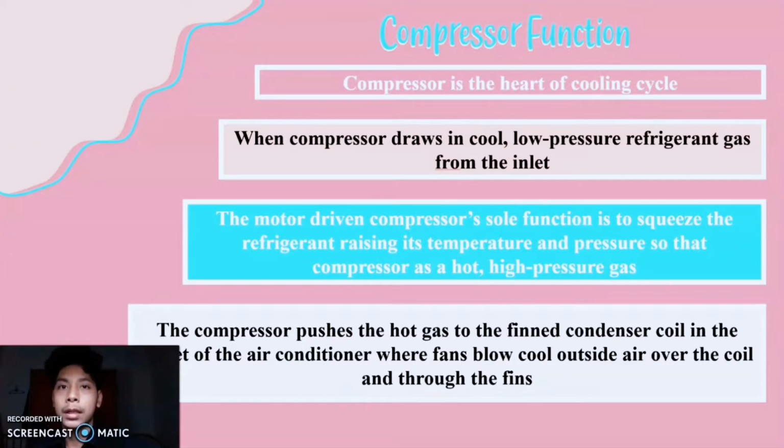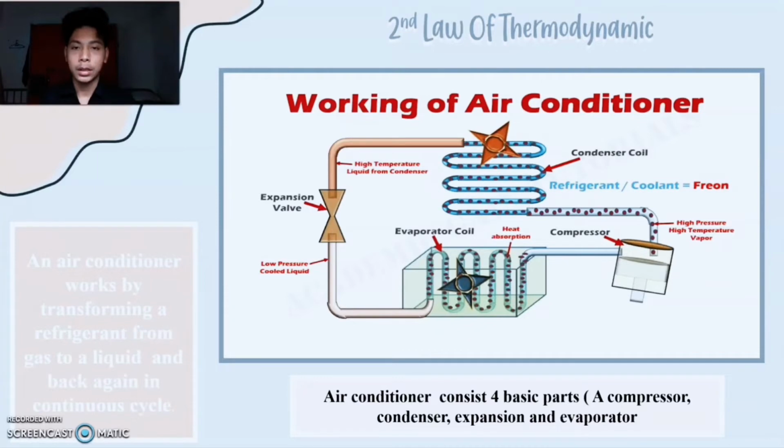In the first stage of the cycle, the compressor starts working to pressurize and compress the low pressure gas refrigerant from the inlet. The motor driven compressor's function is to push the refrigerant gas, raising its temperature and pressure so that it exits the compressor as a hot high pressure gas. The compressor pushes the hot gas to the fin condenser coil in the outlet of the air conditioner, where fans blow cool outside air over the coil through the fins. This is the diagram of the air conditioner compressor in the full cycle.